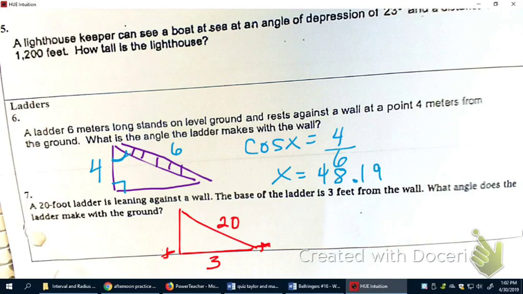What angle does the ladder make with the ground? So that means that we're looking for this angle right here. Okay, set it up and let's see if you can solve it. We're going to do cosine x equals 3 over 20. And then what do I put in the calculator? Second cosine of 3 divided by 20. Good. And you get 81.3 or 4 when you put that in the calculator.